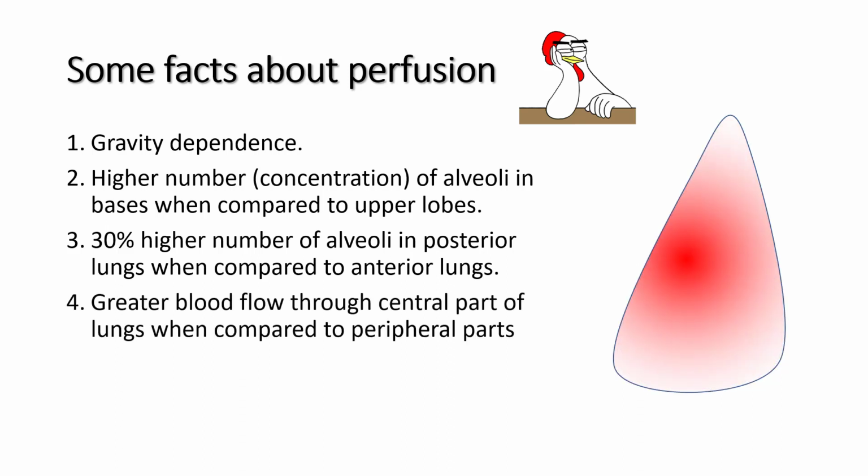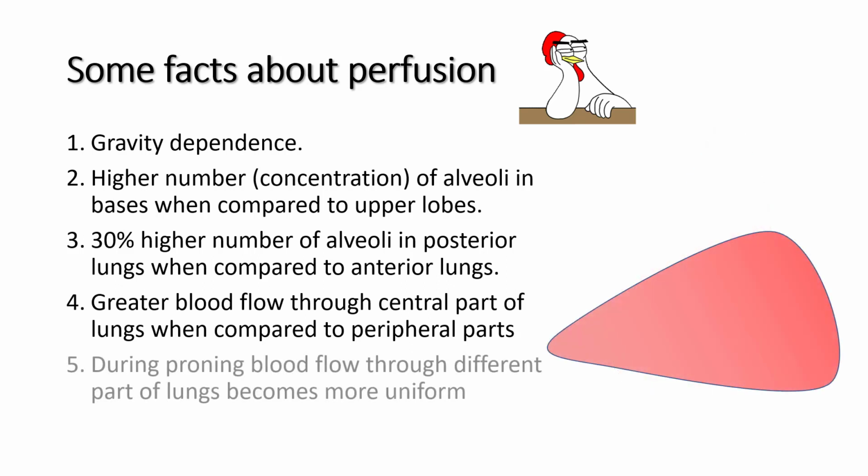There is a greater blood flow through the central part of the lungs when compared to the peripheral parts. During proning, the blood flow through the different parts of the lungs becomes more uniform.